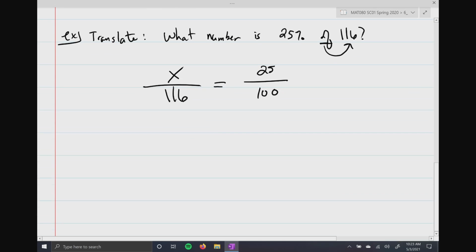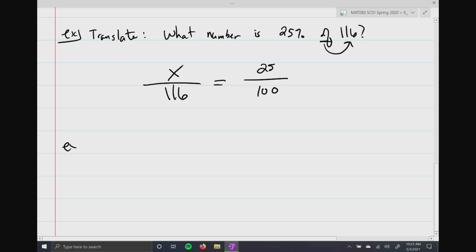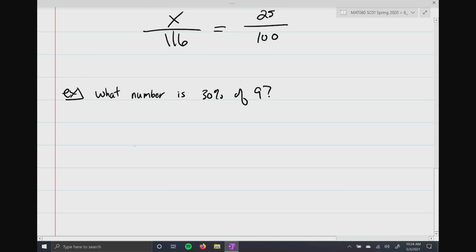All right. Now we're going to start solving them. So here's an example. What number is 30% of 9? Okay? So once again, we start off simple. Let's set up our proportion, then we'll worry about solving it. So I set up my proportion. Now I read it one more time. What number is 30%? I see the percent symbol, so I'm going to put a 30 above the 100. I see the word of, and I look to the right, and that's going to be a 9. So the only thing I don't have is the amount. So that's going to be X.